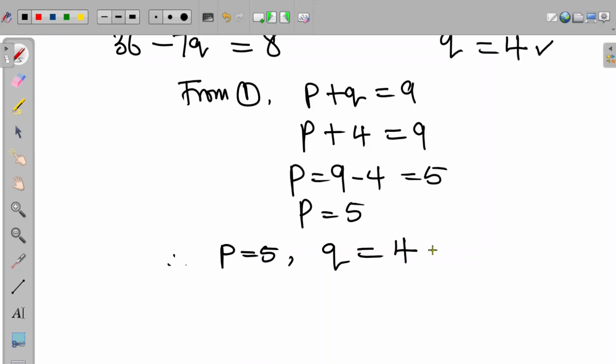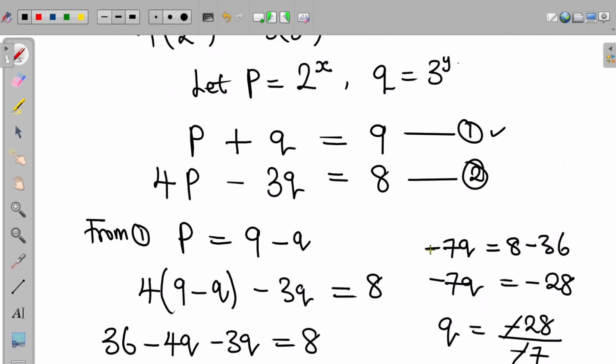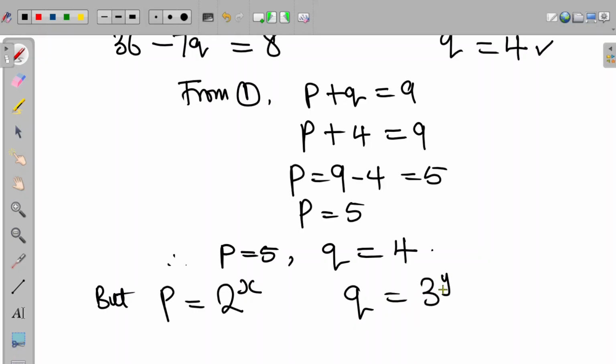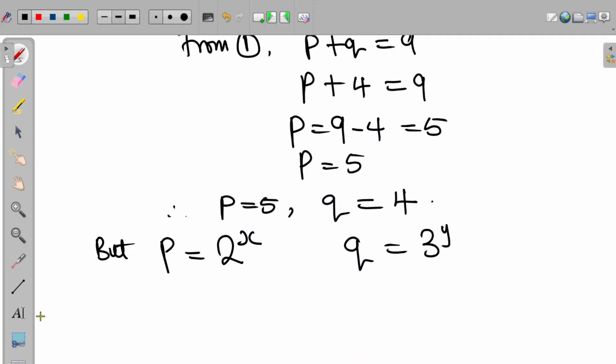But recall that we made a simple substitution that let p be equal to 2 to the power of x and let q be equal to 3 to the power of y. Now at this point, p is 5, so we have 5 is equal to 2 to the power of x, and q is 4, so we have 4 is equal to 3 to the power of y.